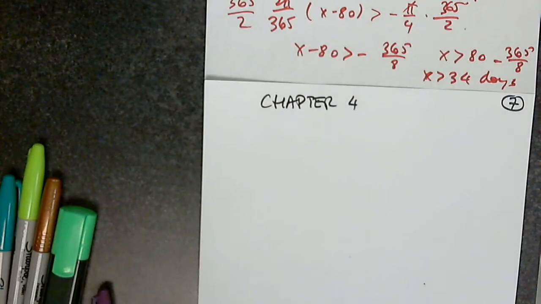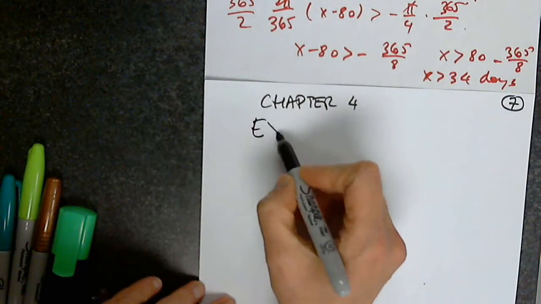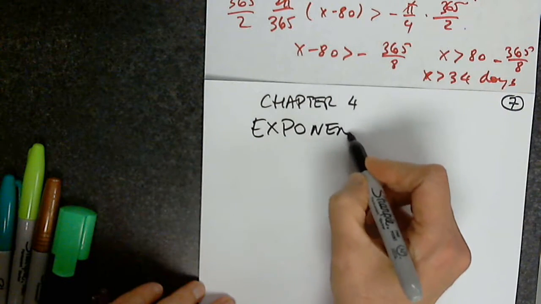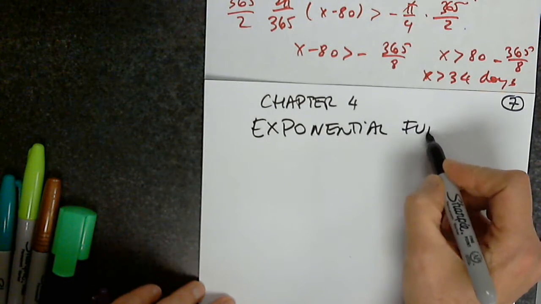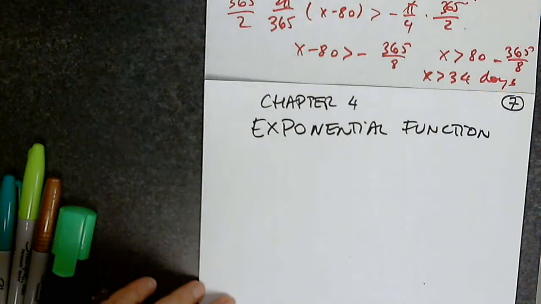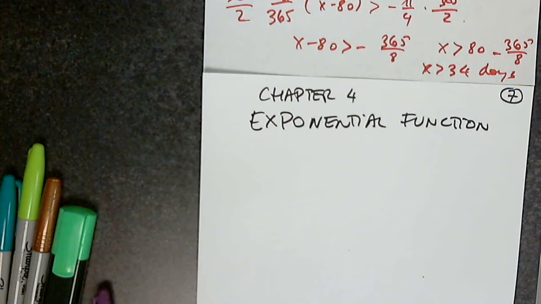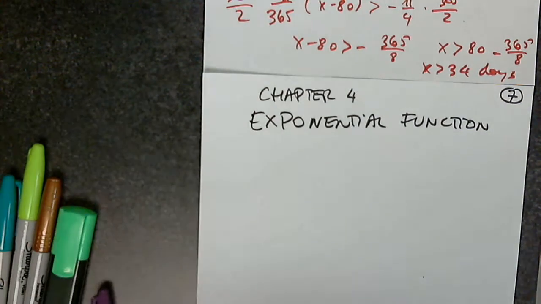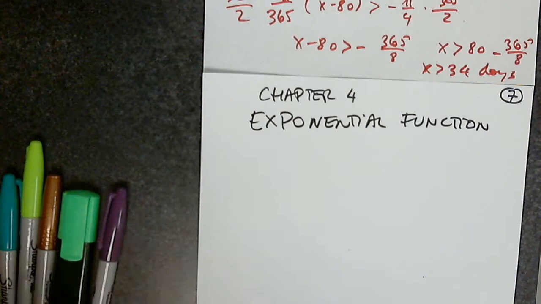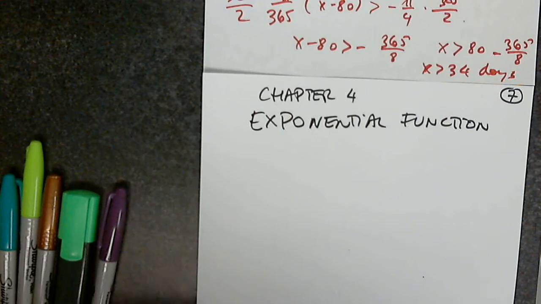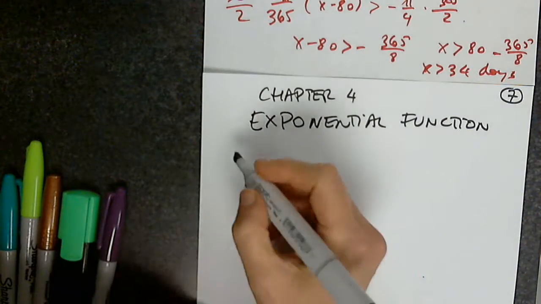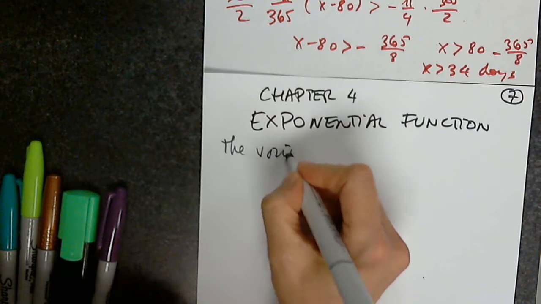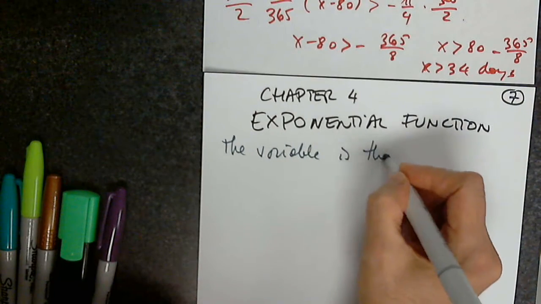Two very important functions. We're going to start with the exponential function, and then we'll continue with the other one. Exponential function. Why do you think this function is called exponential? Just a wild guess. It has an exponent, of course. The variable is the exponent, actually. The variable is the exponent.